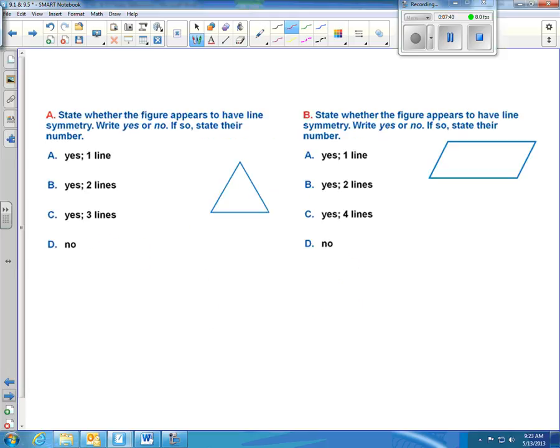All right. State whether a figure appears to have a line of symmetry. Yes or no, state their number. So here we're looking at a triangle. Well, you can draw lines of symmetry through here. So I'm going to tell you the answer is yes, but I want you to find out how many we're going to draw through. Same with B. I'm going to tell you that this one, you're going to have to decide if it's yes or no. So you guys are smart kids. I know you've got that. So we know that for sure A is a yes. You just need to find how many.